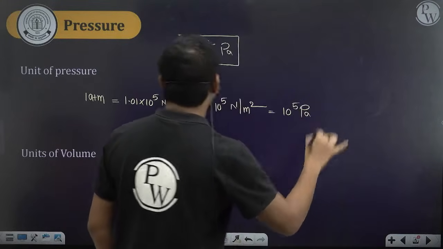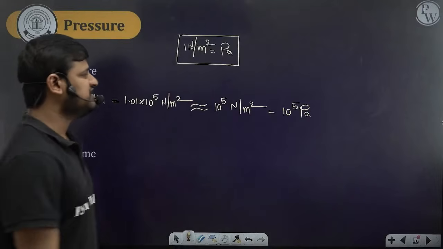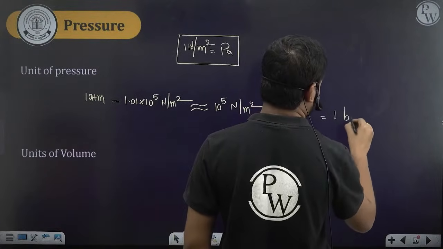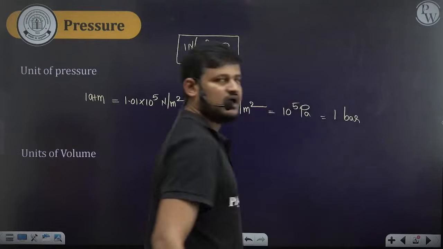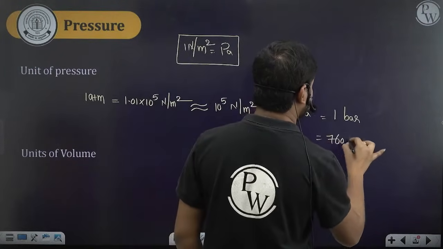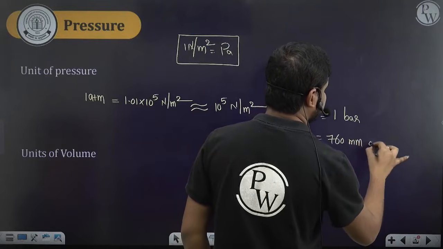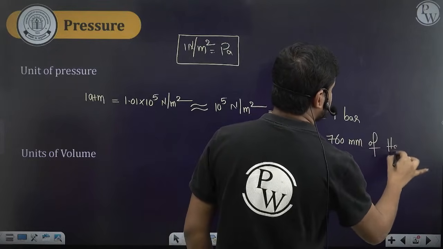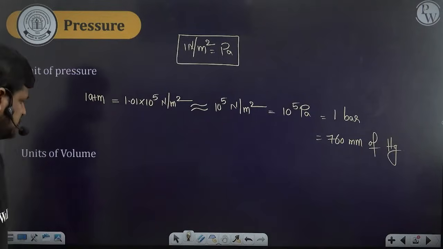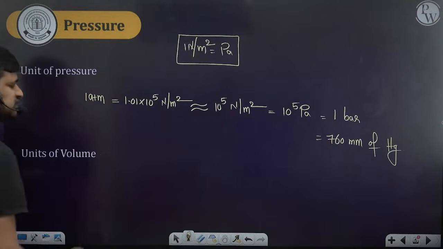This pressure is also equal to 1 bar, which is also equal to 760 mm of Hg. So these are all the units of pressure. Done? Chalo. And then what are the units of volume?